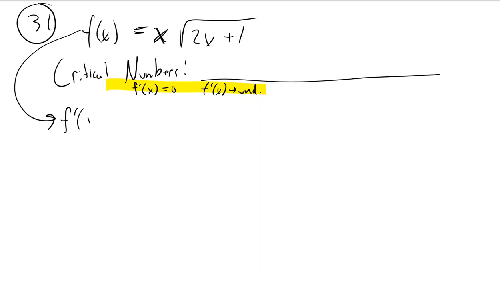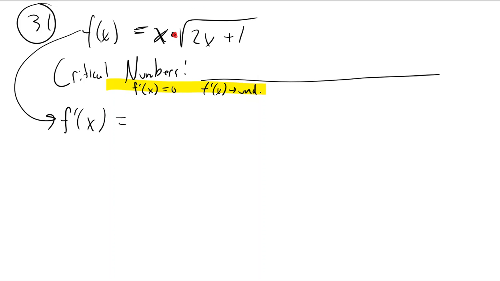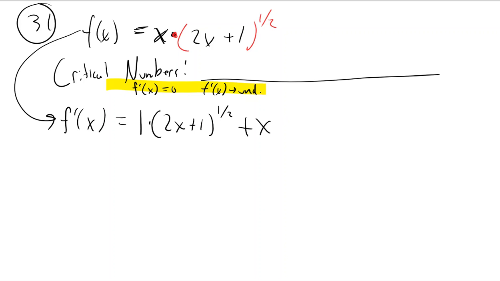So it looks like we need to be able to do product rule to do that, because it's x times the square root of 2x plus 1. So I'm going to just go ahead and change this to the 1/2 power, because we always need to do that, or it helps. Product rule says take the derivative of the first part with the second part left alone, plus then the first part left alone times the derivative of the second part.